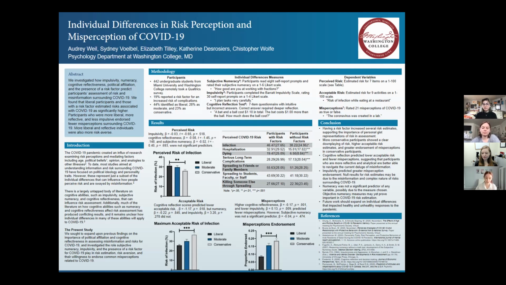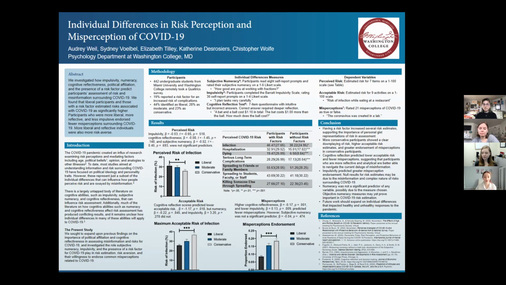442 undergraduate students from Miami University and Washington College participated in our research. Given a list from the CDC, 19% of them reported having a risk factor that could increase the chance of COVID-related complications. Participants also identified their political affiliation, with 44% as liberal, 28% as moderate, and 23% as conservative.